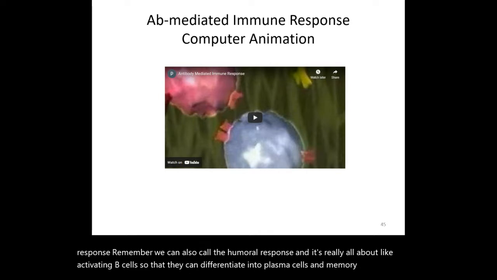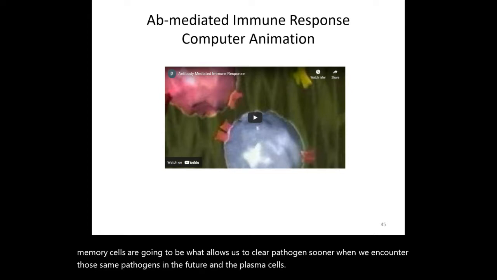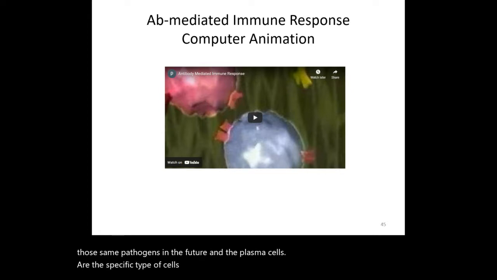And the memory cells are going to be what allows us to clear pathogens sooner when we encounter those same pathogens in the future. And the plasma cells are the specific type of cells that produce antibodies.